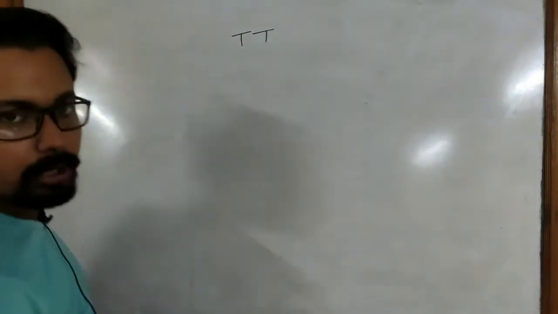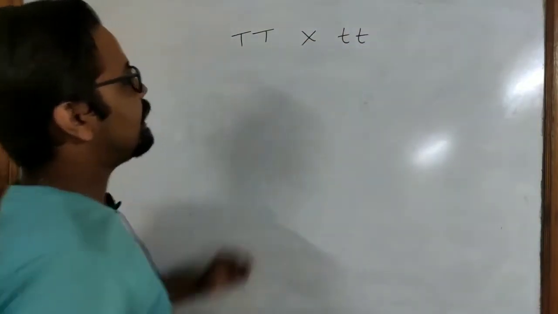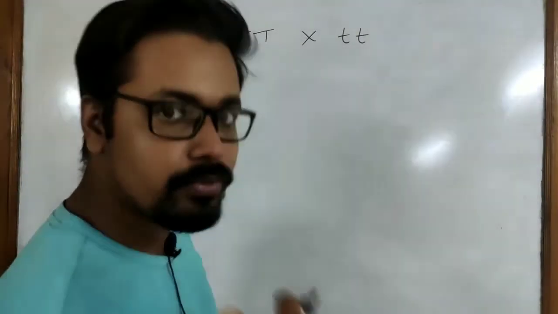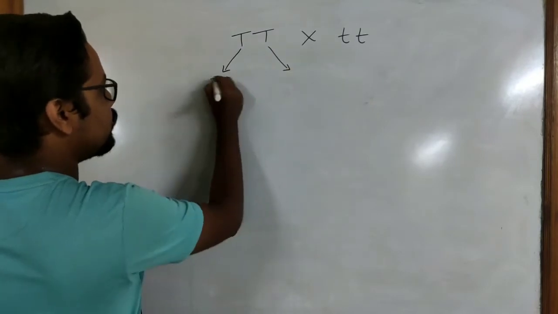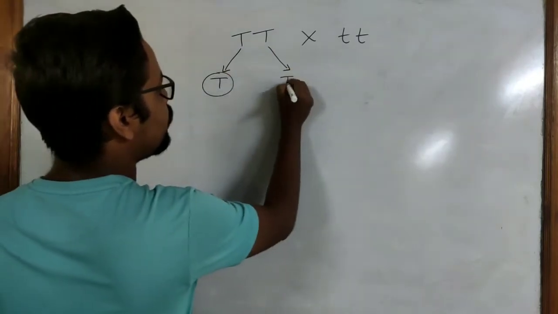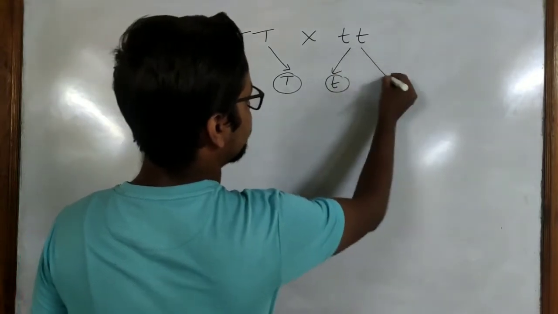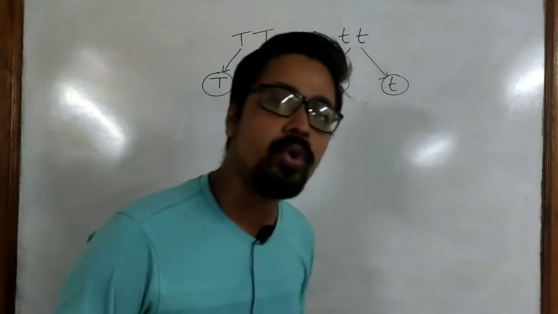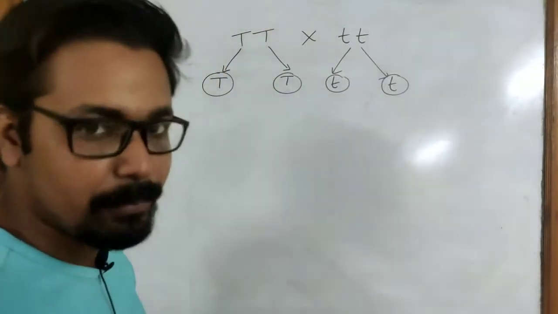Capital T for the tall plant and small t for the dwarf plant. Now he wants to cross them. When he is going to cross this, they are going to form the gametes. So we are going to have two gametes from here, having two individual capital T's, and we are also going to have two gametes from here. Now they will pollinate. We don't know which T will combine with which T, so we will consider all of the possibilities.